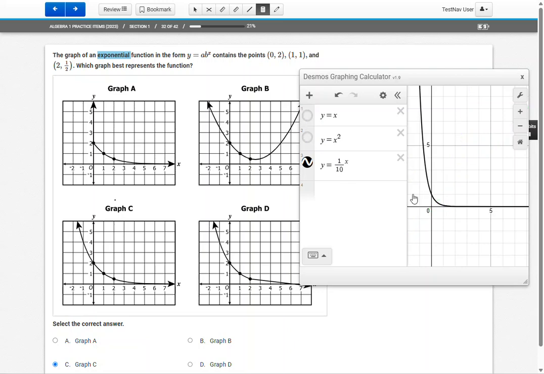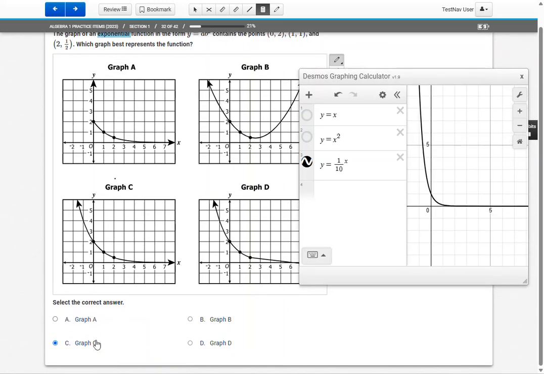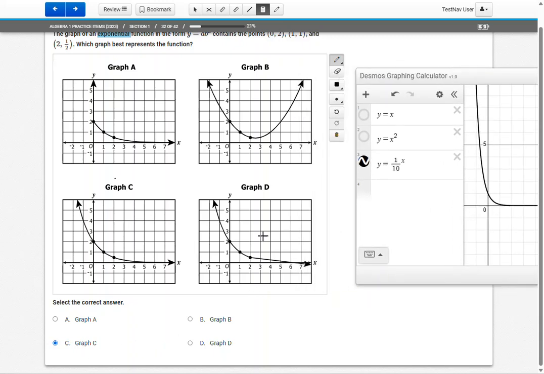Exponential functions either go up or come down and then just kind of flatten out. This one is coming down, but then it's going back up. That's why it will be C. This looks exponential, but you see how it's going all the way down? No, it's going to go straight to the right. So that's what exponential looks like.